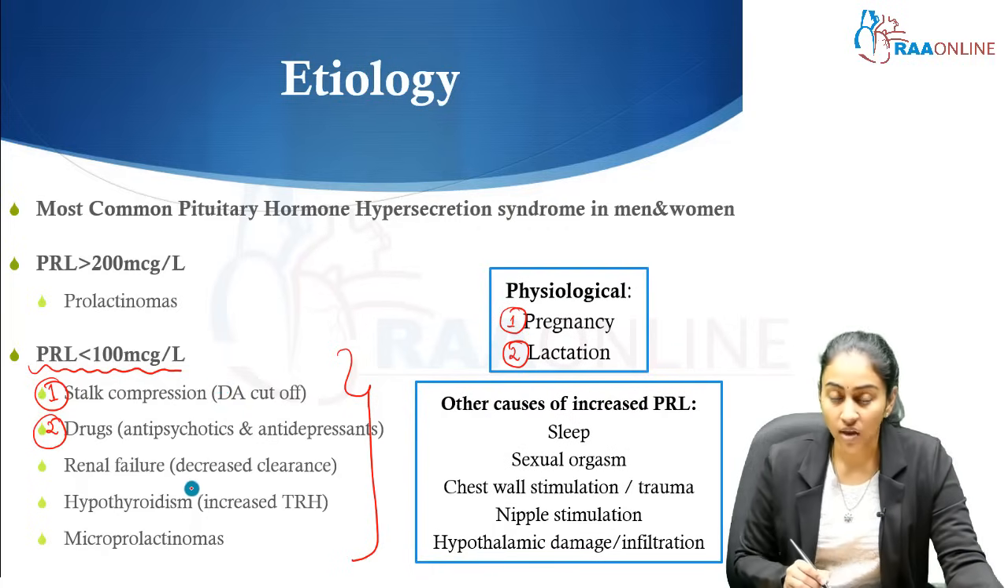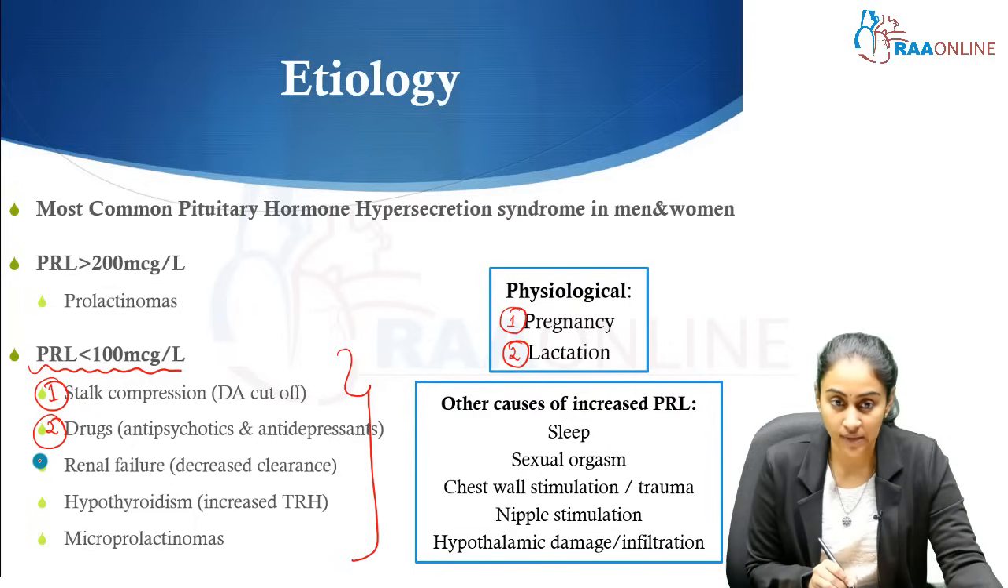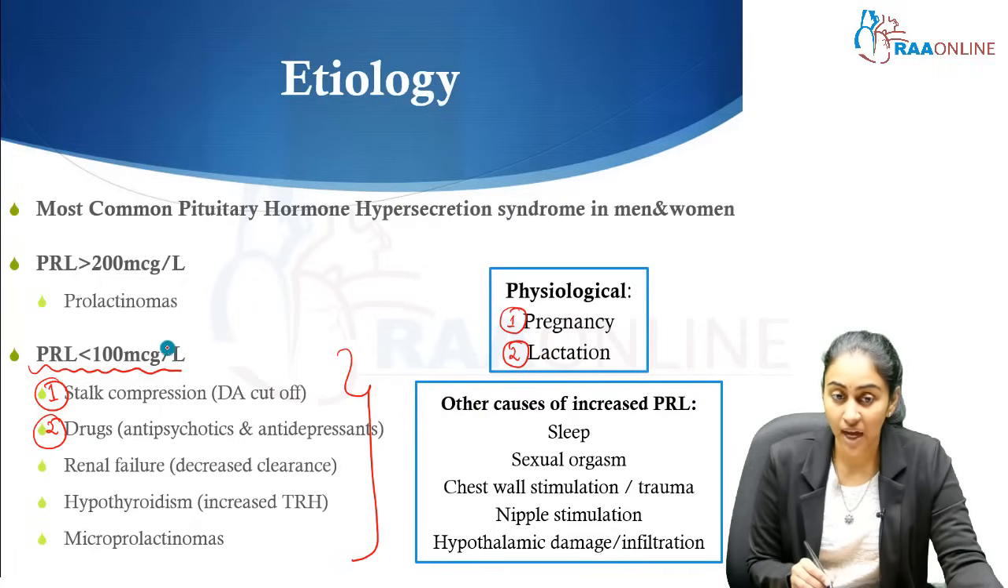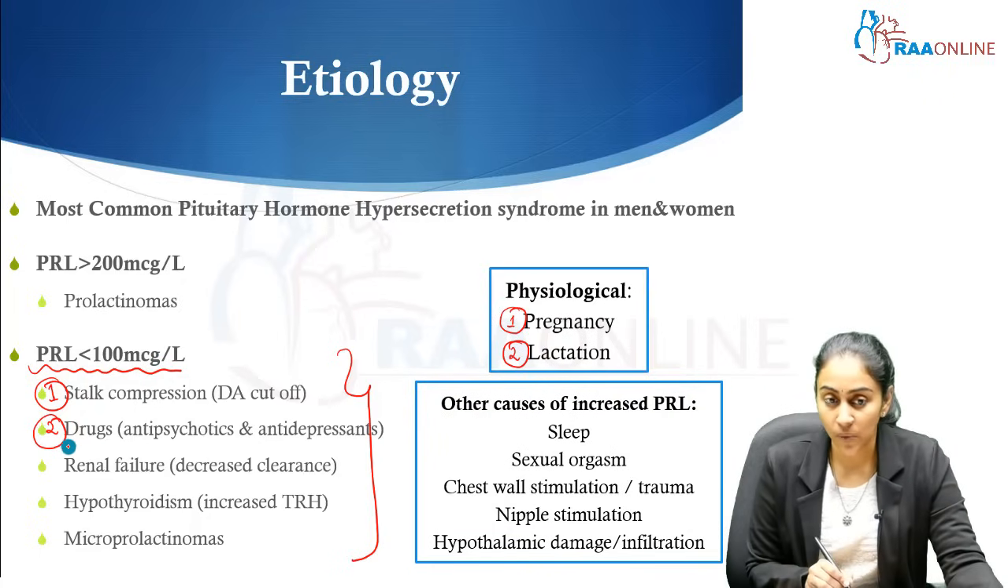It can be seen with drugs, particularly antipsychotics and antidepressants. So, if you have a patient on antipsychiatric medications, and the patient has mild hyperprolactinemia, less than 100, then it could very well be the drugs. Renal failure, because of decreased prolactin clearance, and hypothyroidism.